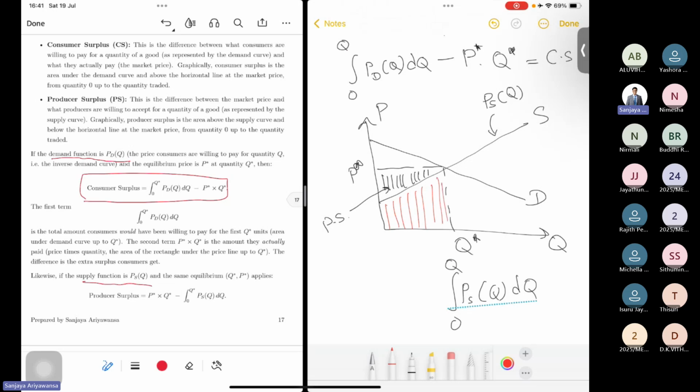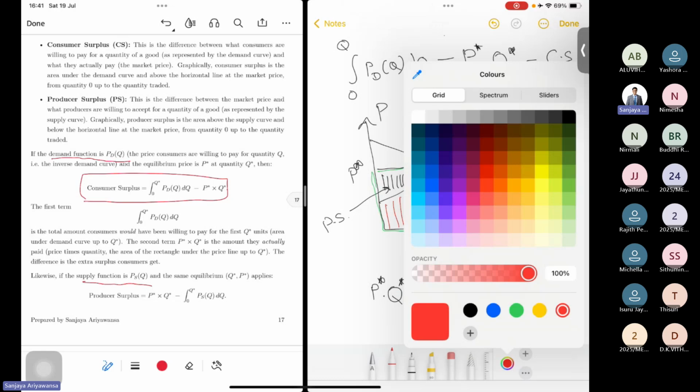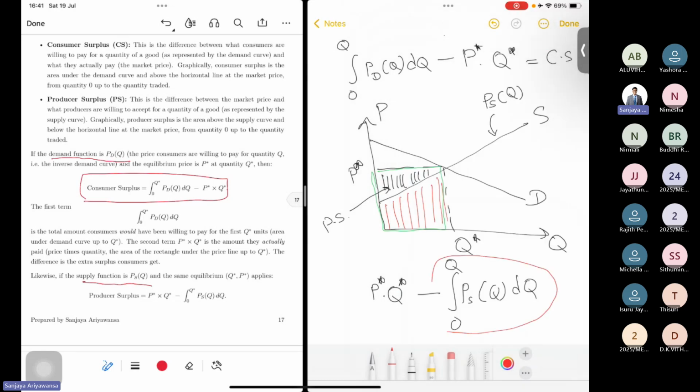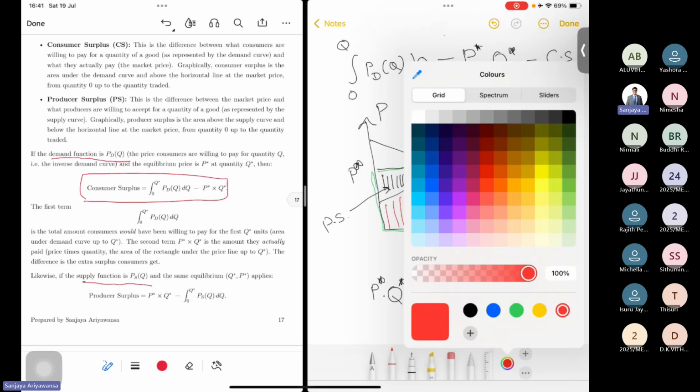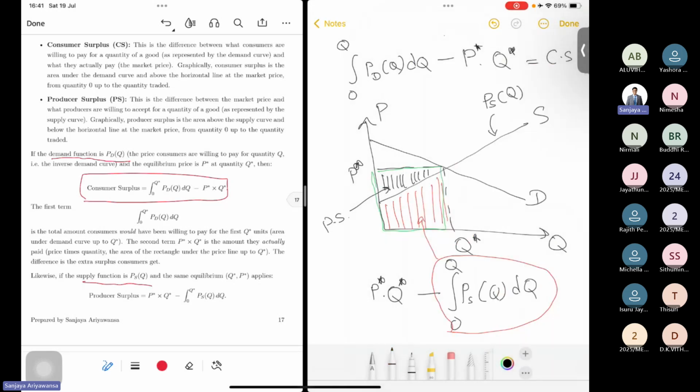But that's not what I want. I want that little triangle that I've highlighted. How do I get that? Well, I can take the area of this whole square, which is P star times Q star, and deduct this red area, which I covered, and then I would get the triangle area, which is producer surplus.